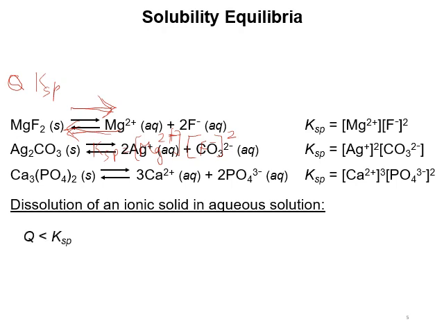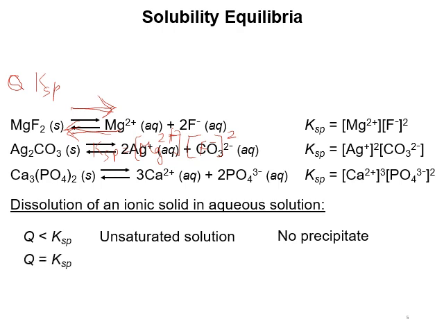All right. So it's again written out right here for you guys. Whenever Q is less than Ksp, there is not going to be a precipitate. Whenever there is no precipitate, that means our solution is unsaturated, so we can still add more salt into the solution without it precipitating out. Whenever Q is equal to the solubility product, it is going to be a saturated solution and the reaction is going to be at equilibrium.